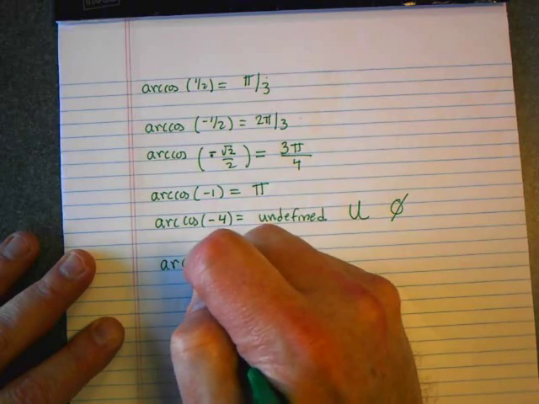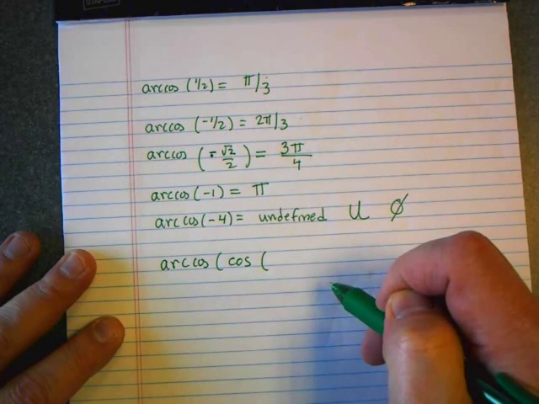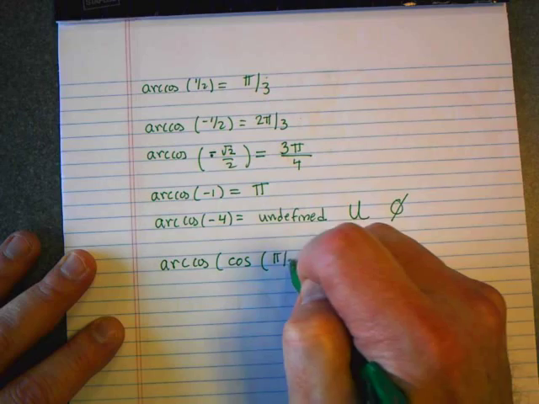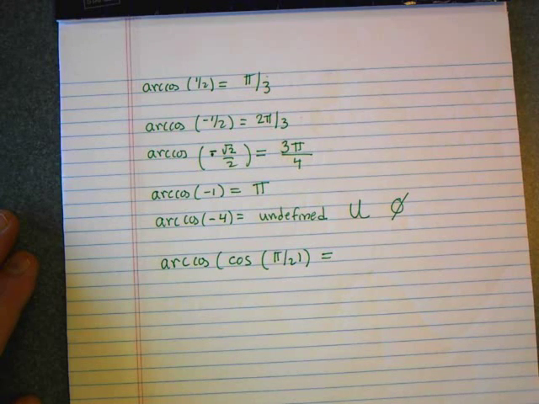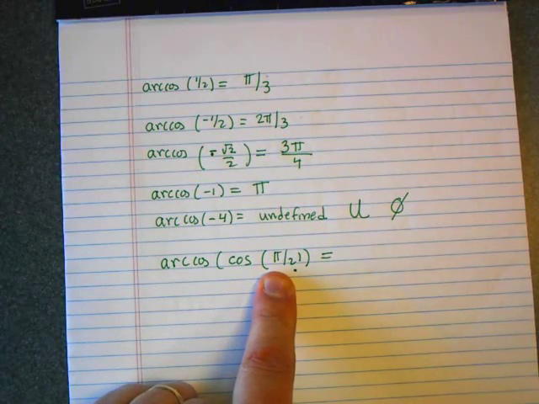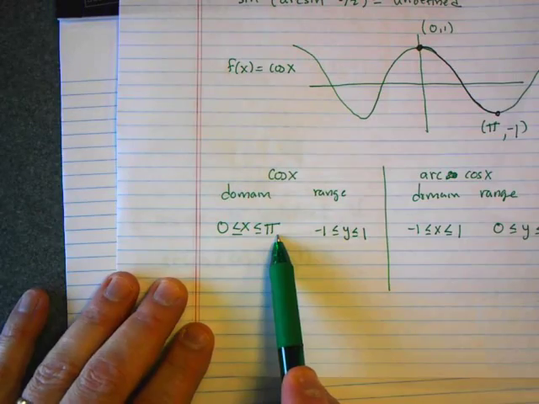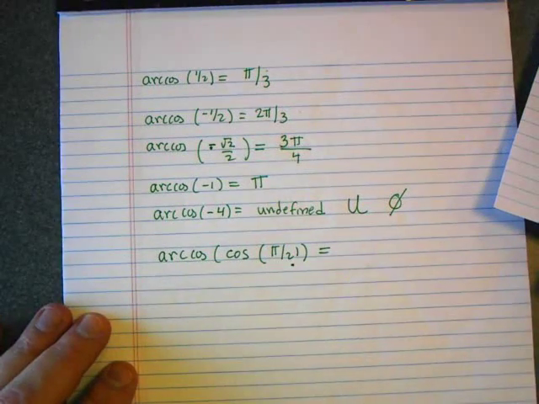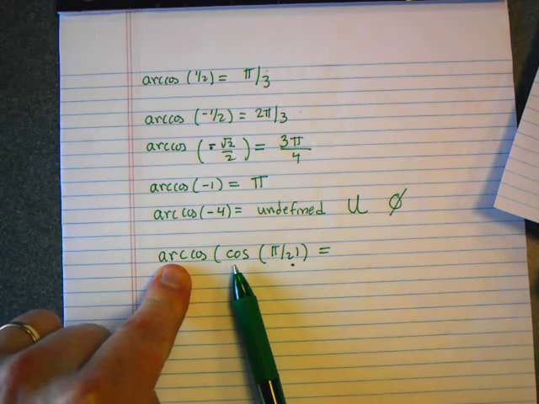All right, how about the arc cosine of the cosine of, give me an angle that you like, pi over 2. What's the arc cosine of the cosine of pi over 2? Is pi over 2 in the right zone? What's the right zone for cosine again? The right zone is between 0 and pi. Is pi over 2 between 0 and pi? Yes. So since pi over 2 is in the right zone, these things kill each other. And the answer is pi over 2.